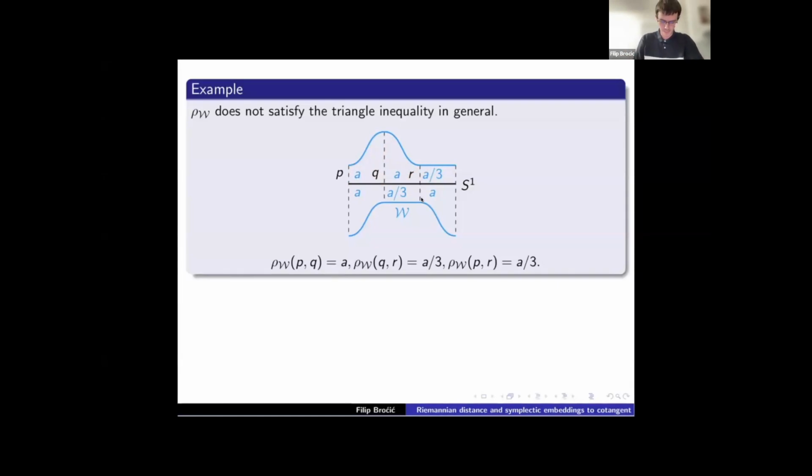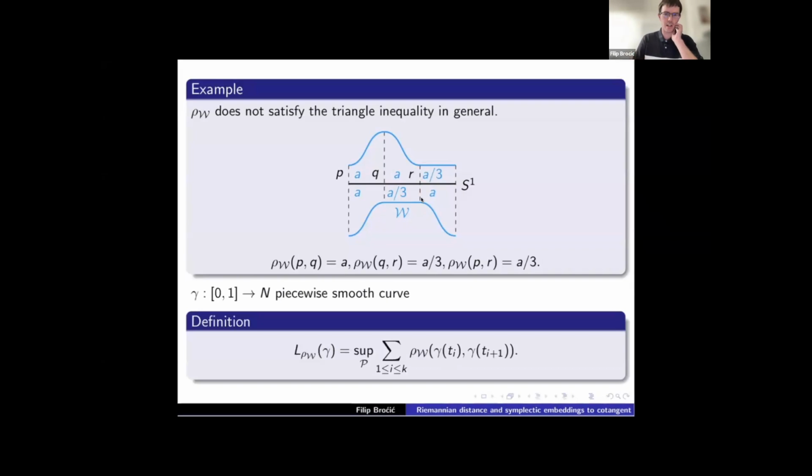because of our assumptions on the real parts and the imaginary parts of the embeddings. On the other hand, if we look at points Q and R, the distance there is going to be A over 3. And similarly, the distance between R and P is again, because of identification, the distance between P and R is also A over 3. So we see that the triangle inequality is violated for this particular example. But in a way, I'll explain how we can fix that in general.